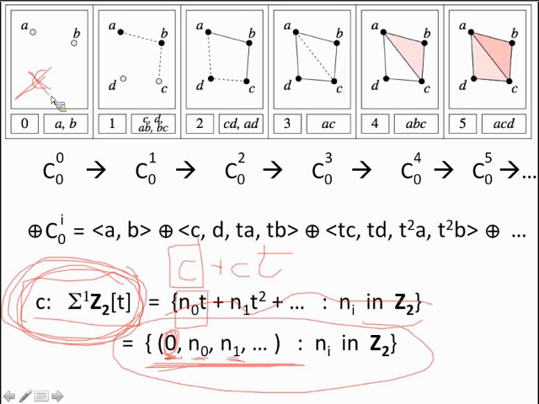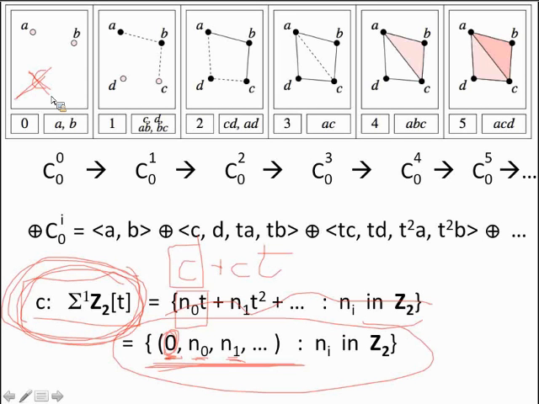So if I want to know H0 at time 0, I can take a look at my barcode, and I can see that H0 at time 0 is going to be 2 because I have these two elements here at time 0.